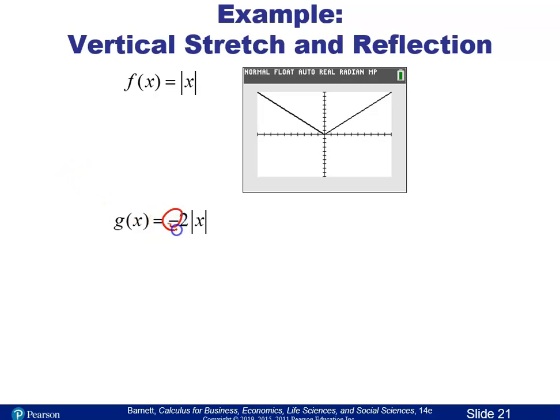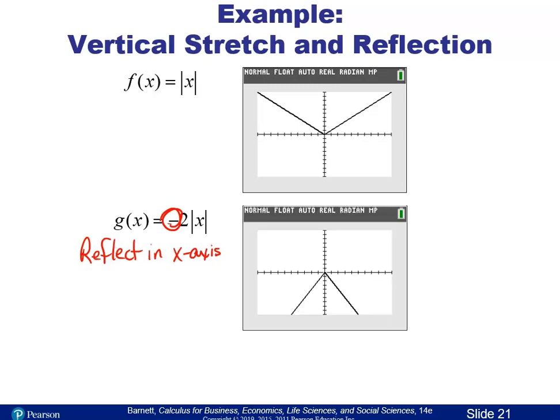Okay, if we have a negative here in front of it, that negative is going to reflect it in the x-axis. So a couple things here, don't use words like flip or it's upside down, at least not when you're giving your answer. Let's try to use mathematical terms like reflected, and tell me where it's reflected. Is it reflected in the x-axis? Is it reflected in the y-axis? So in this case, it is reflected in the x-axis. So where it was opening up, it's now kind of opening down.